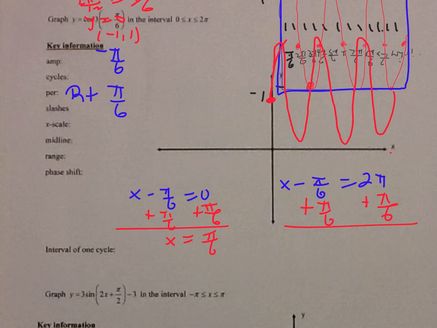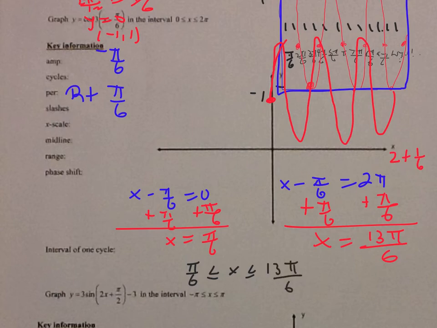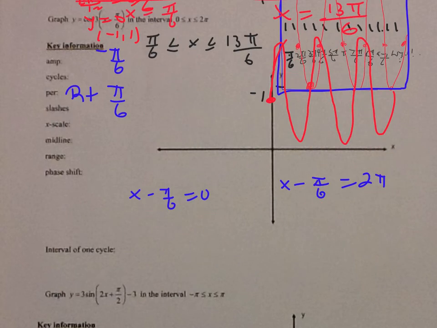So in your calculator, you're going to add 2 plus 1/6. So 2 plus 1/6 would be 13/6. So x equals 13 pi over 6. So my endpoints, my interval for one cycle, would be pi over 6 is less than or equal to x is less than or equal to 13 pi over 6. Okay, so let's try one more.